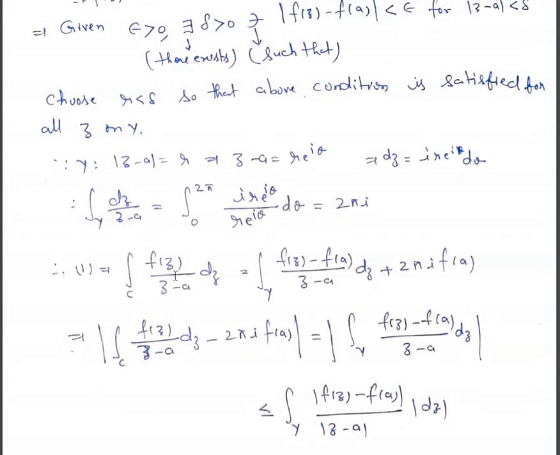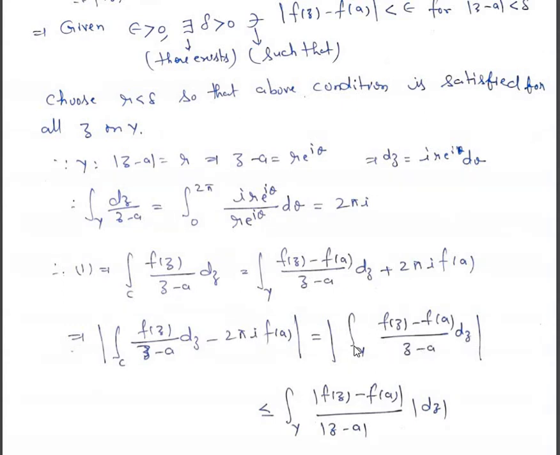So, we have integral over C f(z) upon z minus a dz is equal to integral over gamma f(z) minus f(a) upon z minus a dz plus 2 pi i into f(a). Bring 2 pi i into f(a) on the left hand side and take the modulus on both sides. So, we have mod of integral over C f(z) dz upon z minus a minus 2 pi i f(a) is equal to mod of integral over gamma f(z) minus f(a) upon z minus a dz.